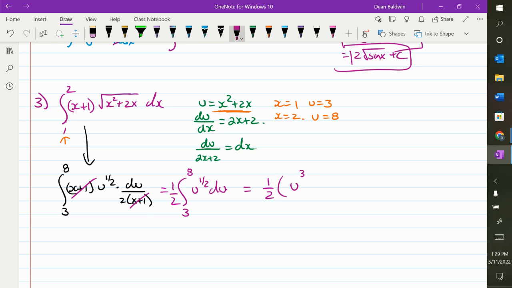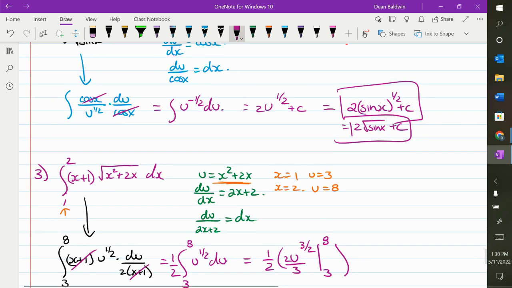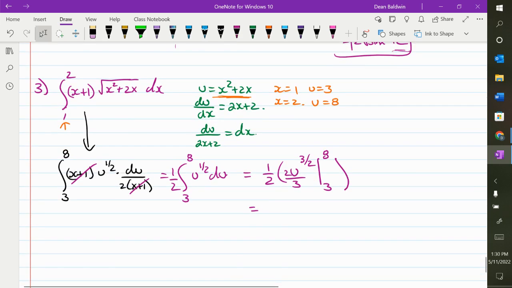We add 1, we get 3/2, and divide by that, so it's like multiplying by 2/3, evaluating it from 3 to 8. You're not going to put plus C? You don't have to do plus c when it's a definite integral, because the c's would cancel. How do you know it's definite? Definite means it has numbers on the top, this 3 and the 8. Indefinite is the one up here that didn't have anything, so we have to put a plus C. All right, now we just plug in.